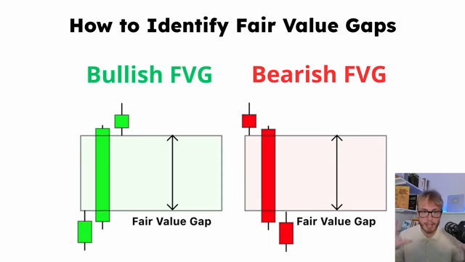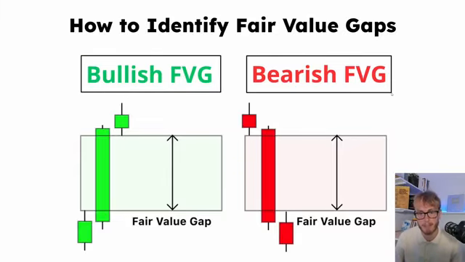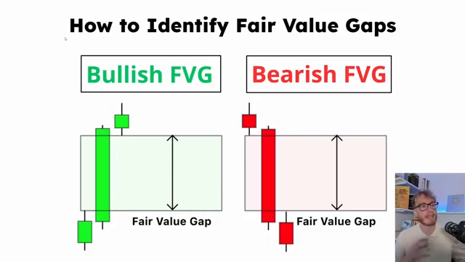So now let's take a look at how to identify fair value gaps. First of all, we have two main types of fair value gaps. We have the bullish fair value gap, and we also have the bearish fair value gap. We also have lots of different variations of bullish and bearish fair value gaps, but the core principle for fair value gaps is the same. Here, I feel like many traders overcomplicate fair value gaps. In many cases, this is a bit unnecessary because the core and the basics of fair value gaps are actually pretty simple.